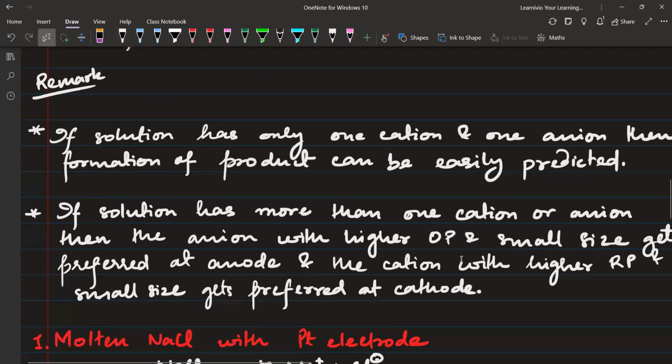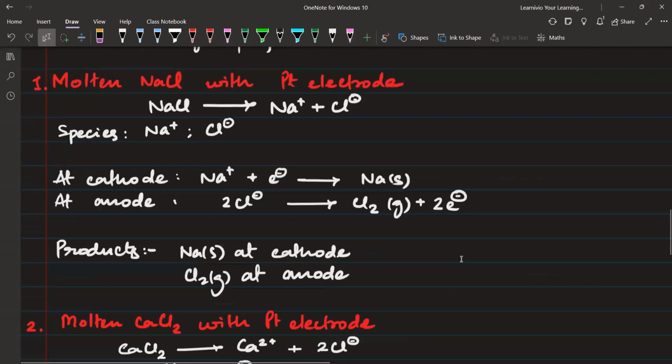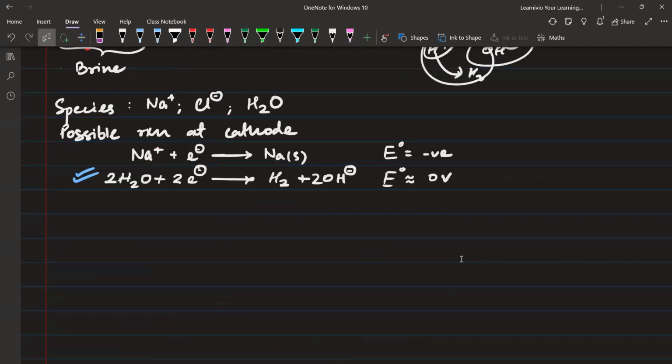The cation with higher reduction potential and small size gets preferred. So higher reduction potential, whose is it? Higher reduction potential is for the water molecule, and the reduction potential is quite high. For example, if you look at sodium, it is quite negative. The exact value is minus 2.71 volts, and the exact value here is minus 0.83.